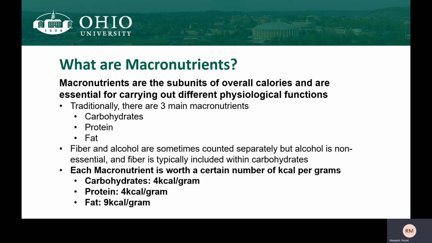And like I said, fiber is typically included within carbohydrates. Each macronutrient is worth a certain number of calories, more specifically kcals, per gram of that macronutrient. So for carbohydrates and proteins, it's going to be 4 kcals per gram, and for fat, it's going to be 9 kcals per gram. So fat definitely has a higher caloric content per gram compared to proteins and carbohydrates.